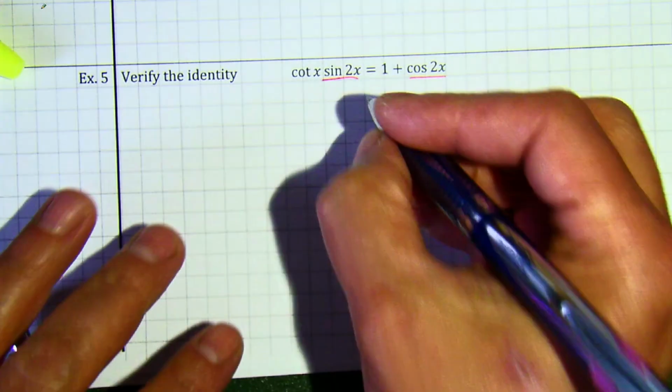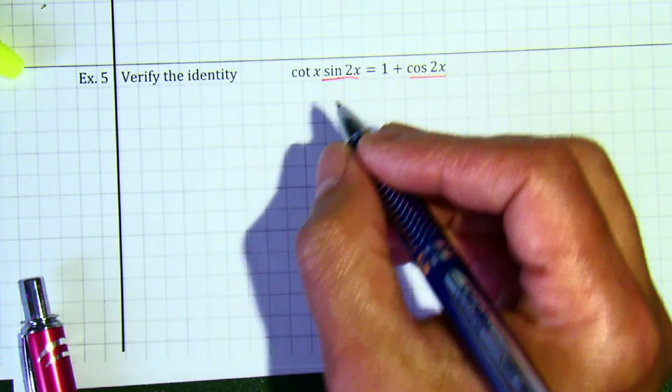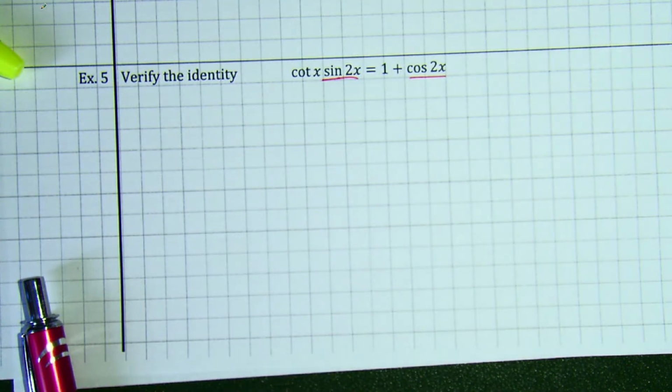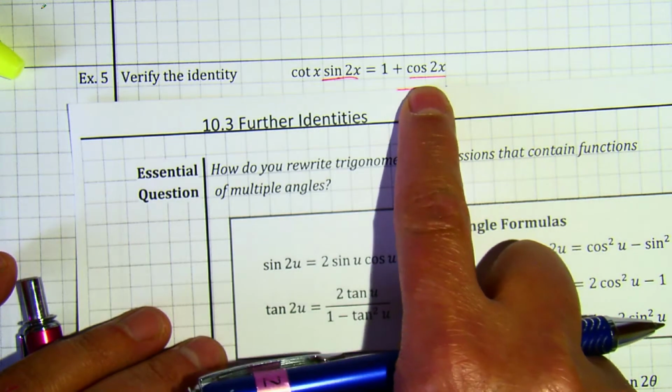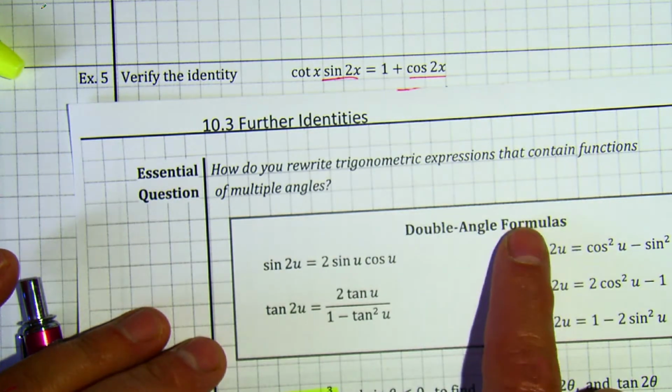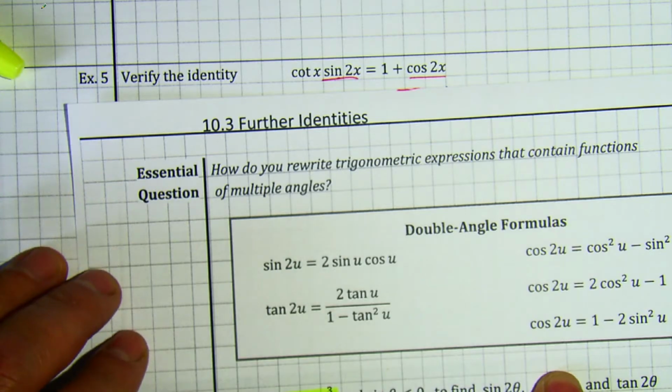So let me start to simplify this part. Sine of 2x. How many equations do we have for that? We have only one. Now for cosine of 2x, if you want to start with the right, the challenge is that we have 3 different formulas that we can use, and we don't know which one is going to drive us to the correct path.